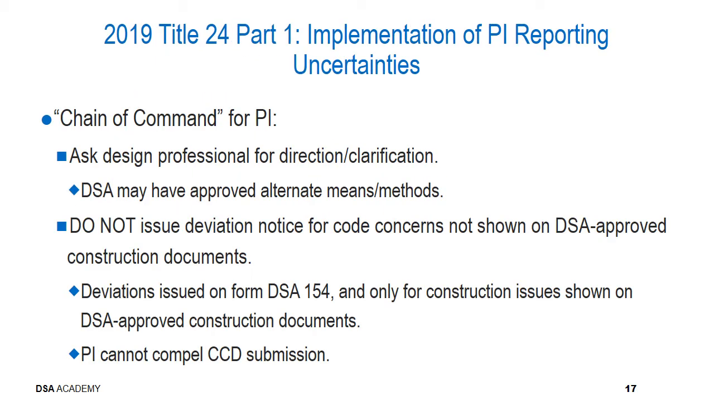So we have a practical approach with regards to that previous slide, and that's outlined here in this quote-unquote chain of command for you as the project inspector. So if you do find anything that you have questions or uncertainties about, take it up with a design professional such that they can provide some direction or clarification regarding those particular issues you've identified. It could be that we, DSA, have approved some type of alternative means and methods that still meets the intent of the building code. We do not want you to issue deviation notices for code concerns not shown on the approved construction documents. Deviations would be issued on Form DSA 154, and that's only for construction issues shown on the DSA approved construction documents. You as a project inspector cannot compel a CCD submission.